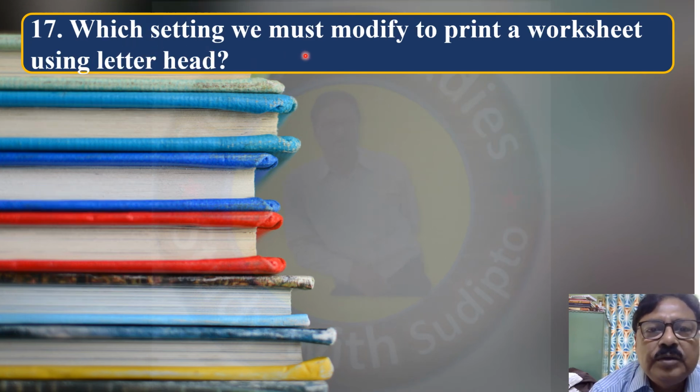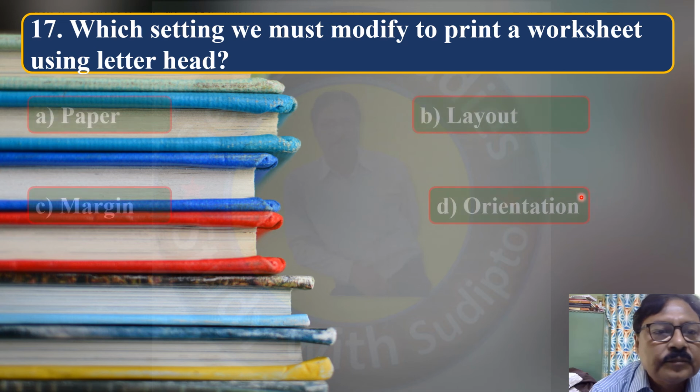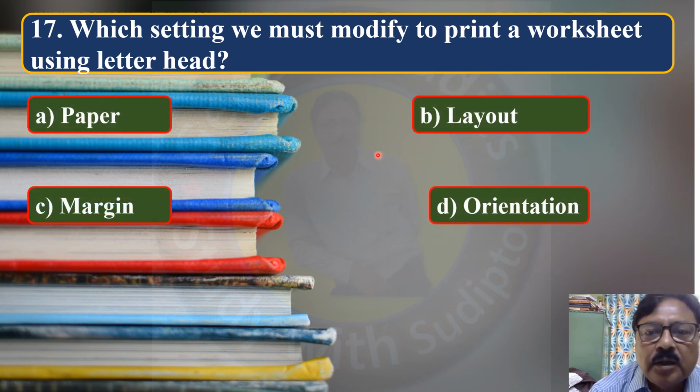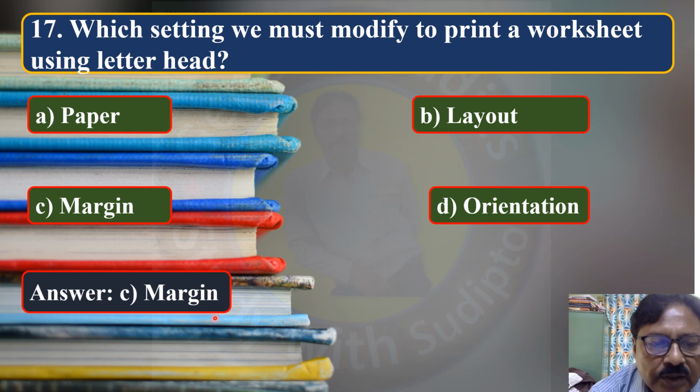Which setting must we modify to print a worksheet using a letterhead? Option A paper, option B layout, option C margin, option D orientation. The correct option is option C margin.